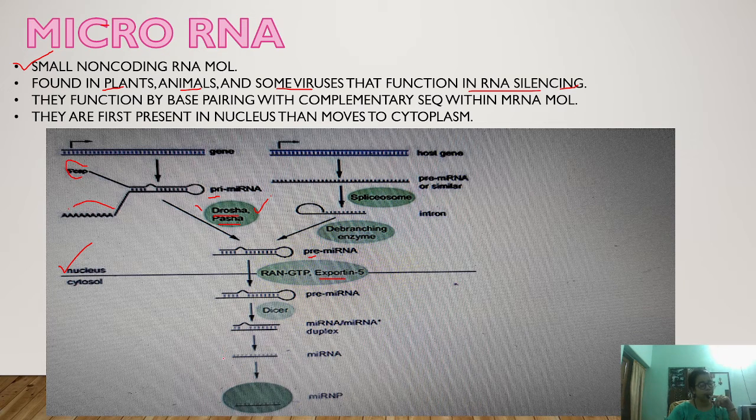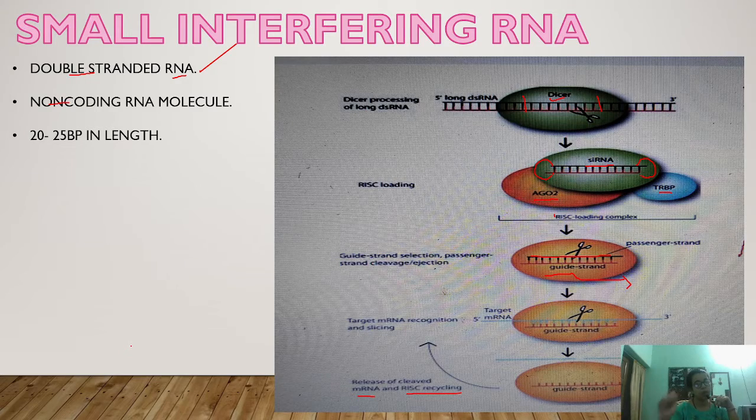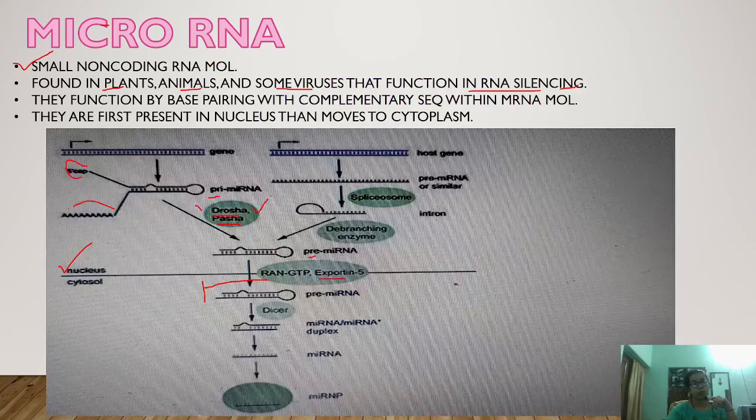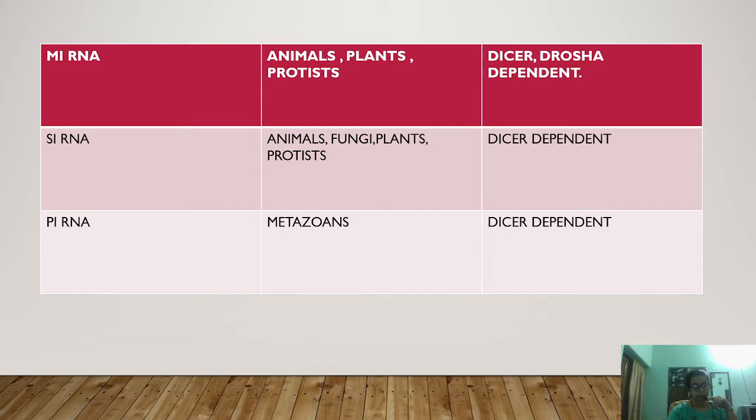The passenger strand will be cleaved out, the guide strand will remain, and then it will bind to the targeted region. Up to this region there is a little bit of difference; after it comes to the cytoplasm, the process is the same as in the small interfering RNA. That's why I told you, if you understood this mechanism clearly, you can easily get through this by understanding only certain things. The first part is important and very simple, and the rest is the same. So these are the two mechanisms which take place in the gene silencing process.